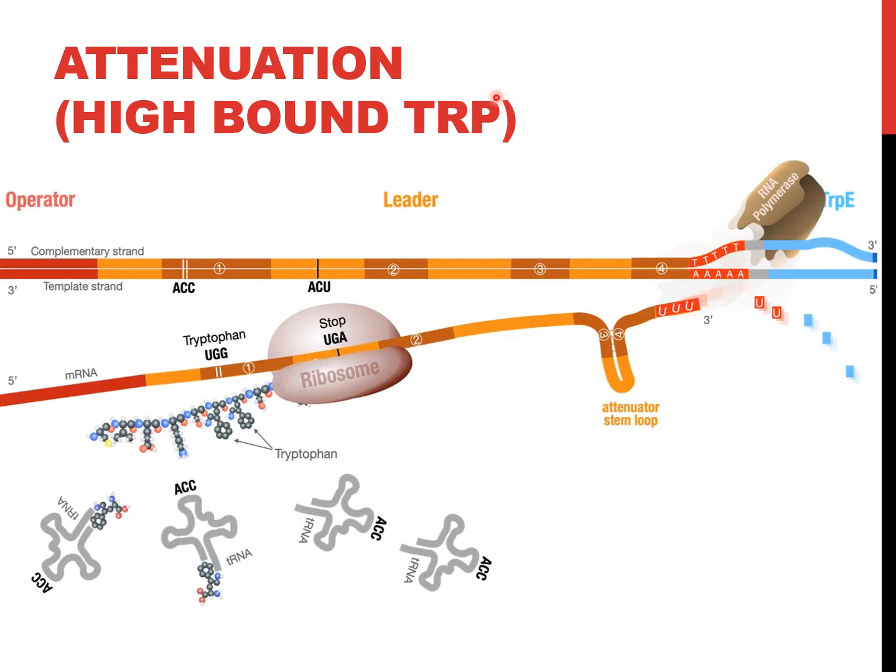So let's look at attenuation when there's high bound tryptophan. Remembering, this tryptophan here is bound to the tRNAs. So you can see that here. Tryptophan here, tryptophan here, tryptophan that once was here, tryptophan that once was here. There's a lot around the cell of this bound tryptophan. Cool. So what can we see has occurred?